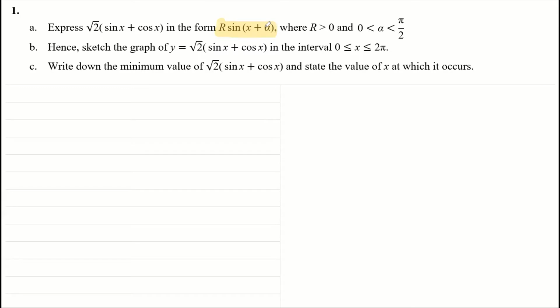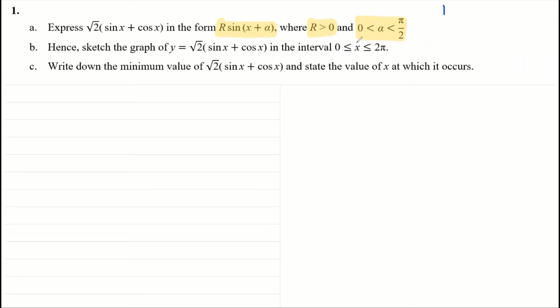So alpha is going to be an acute angle. That means we can find it on our calculators without too much hassle. So it's a number, it's non-zero, of course, but it's acute. It's between 0 and pi over 2. And we also know that r is going to be a positive value as well. And remember that r will determine the scale factor of the stretch, won't it?